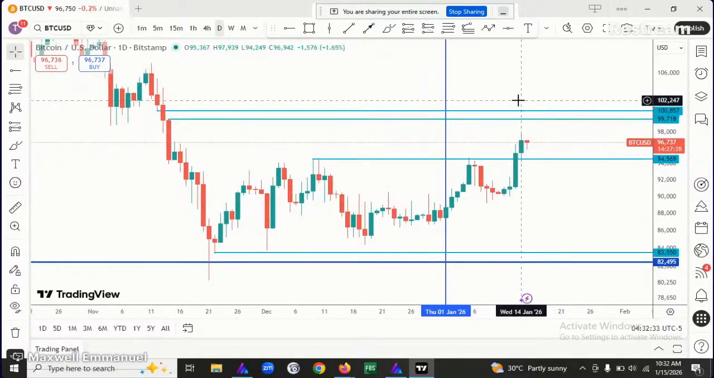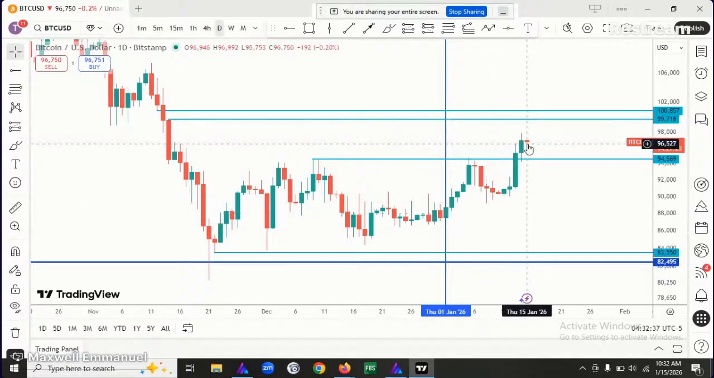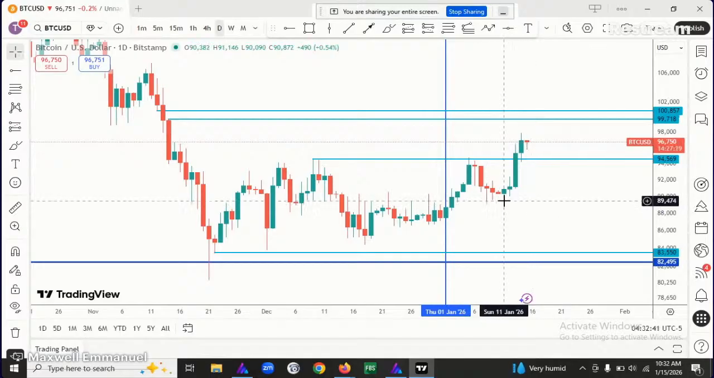So right now, you don't buy, you don't sell. Why? If you buy from the current market price, you will be taking a very high risk. Your stop loss, this is the reasonable level to use. So if you set your stop loss here, your entry is here, and your first target is here, you can see that the risk reward is very poor.